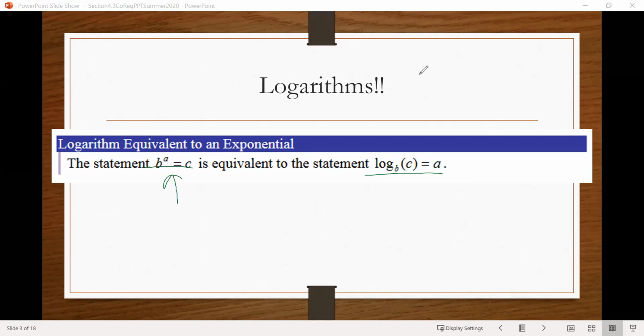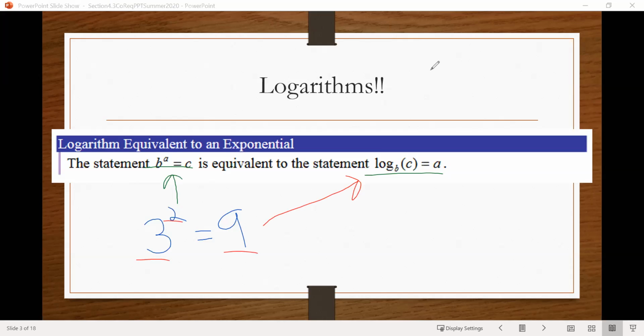So let's say in exponential form, we have something like 3 squared equals 9. Okay, so in this case, the value for b would be 3, the value for a would be 2, and the value for c would be 9. Well, let's rewrite that in this log form now. So in log form, what we would have is log base b, which in this case is 3, of the value for c, which is 9, equals 2.